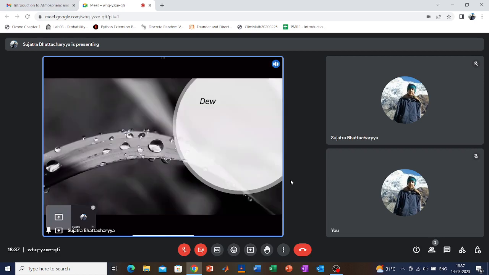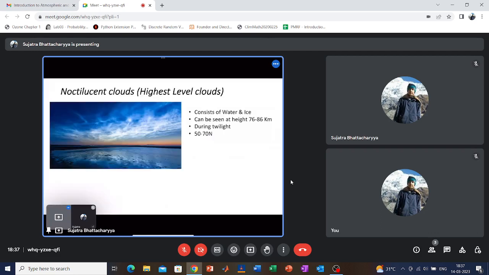Now this is a slide about the noctilucent clouds, which are very high level clouds. These are not the clouds which typically represent any weather phenomena in the troposphere. It's not in the troposphere, first of all. In the troposphere, whatever clouds are present, I have already shown in the previous session.